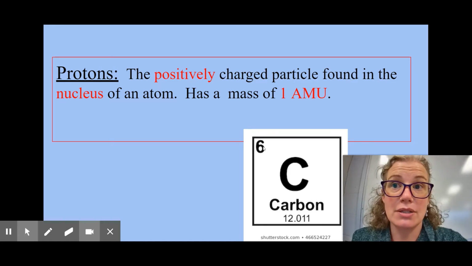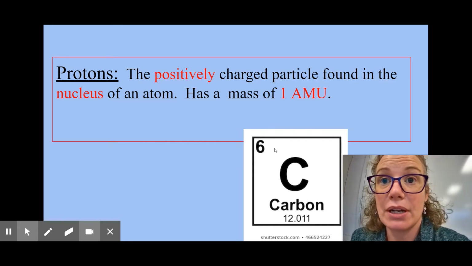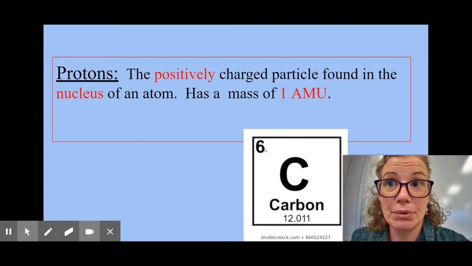So how many protons does carbon have? Well, we're going to look at this top number here. This is called the atomic number. And it tells us how many protons carbon should have.